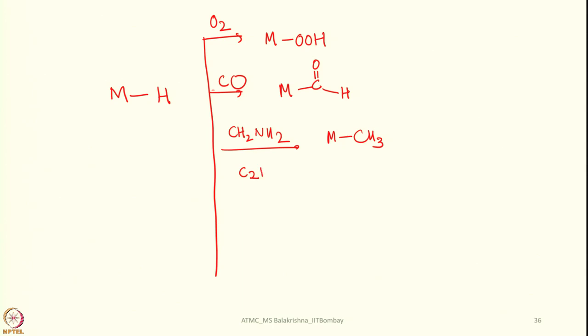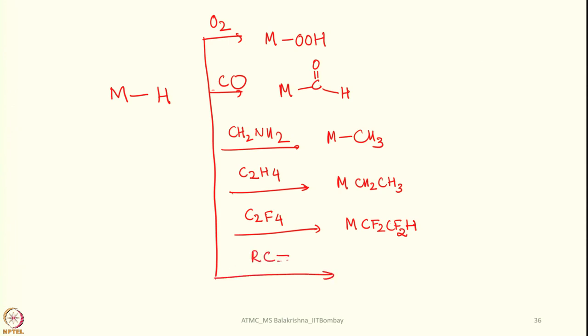If we take an olefin such as ethylene, then the insertion takes place here to form this type of compound. This is an addition reaction that happens here. Then if we take, for example, a fluorinated ethylene, it is the same thing. So here also one can get H. So this entire fragment is inserted between the M-H bond. These are all insertion reactions. If you take acetylene, you can do these things.